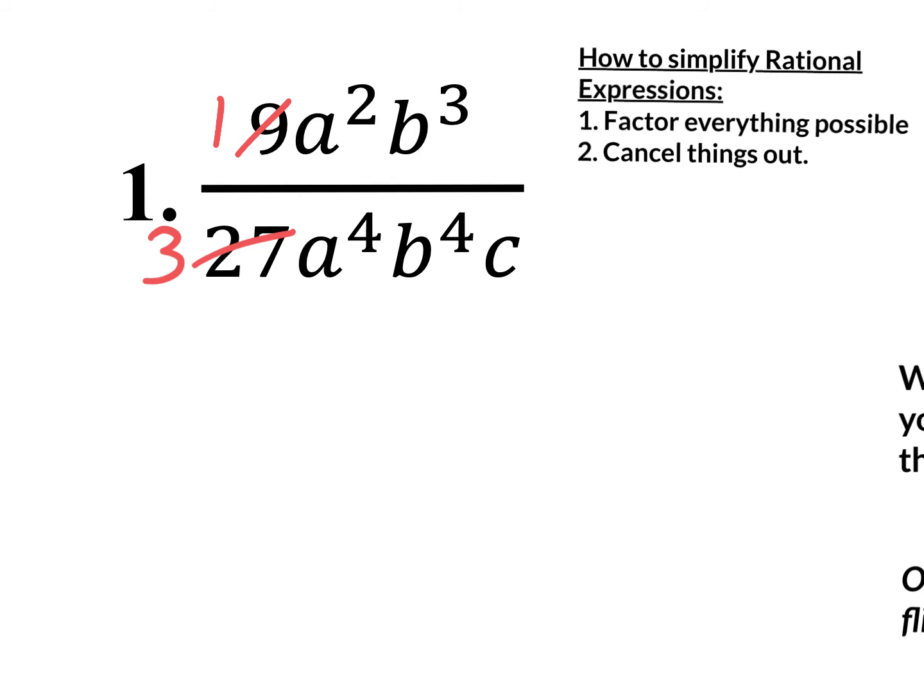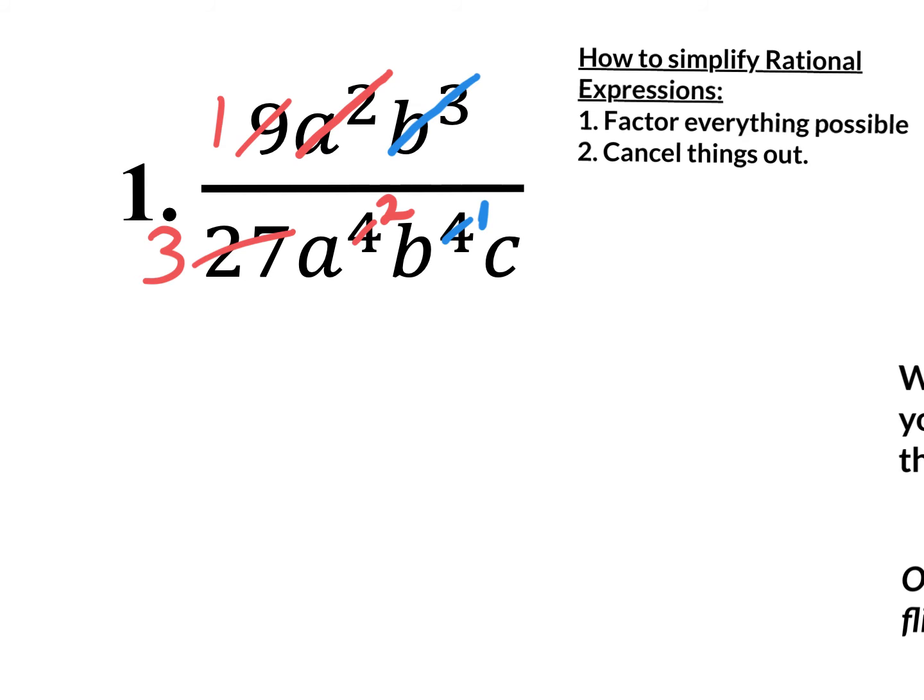And then we move on to a's. How many a's do we have up on top? We have 2. How many a's do we have on the bottom? 4. So all 2 of these a's will cancel with 2 of these, and we're going to have 2 left over on the bottom. Okay? How about the b's? There's 3 b's up on top, 4 b's on the bottom. All 3 b's cancel with 3 of these, and there's going to be 1 b left on the bottom, which you don't even need to put to the power of 1. It's just a b. And there's also a c left over.